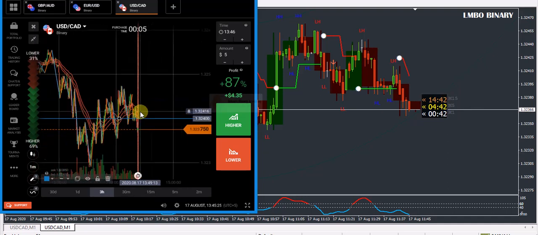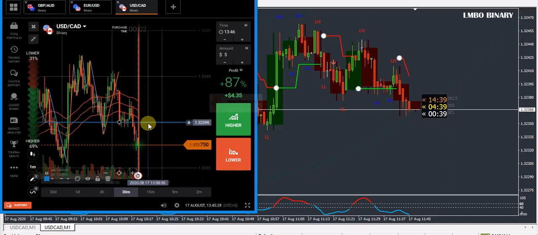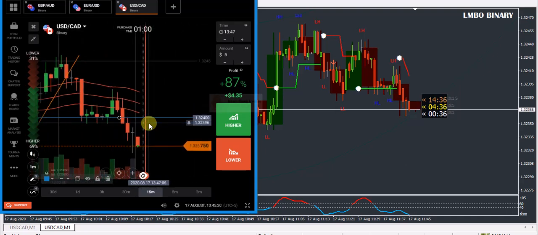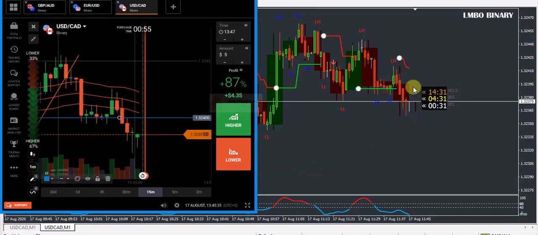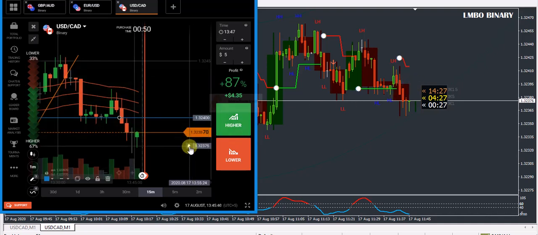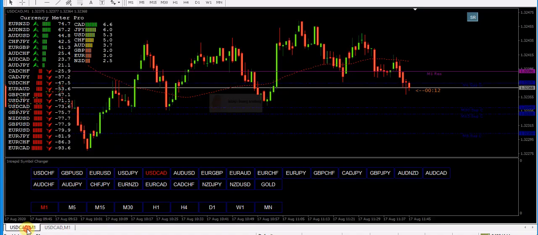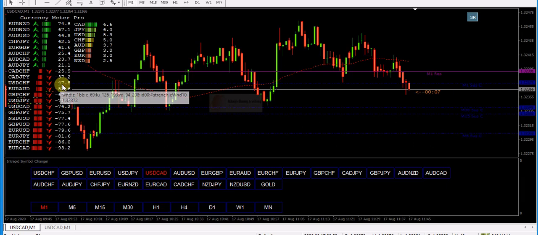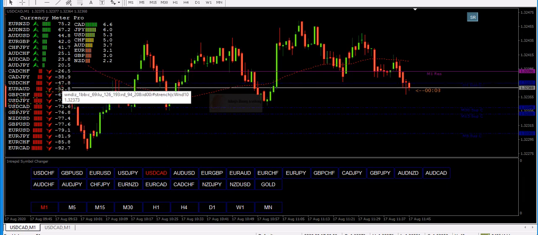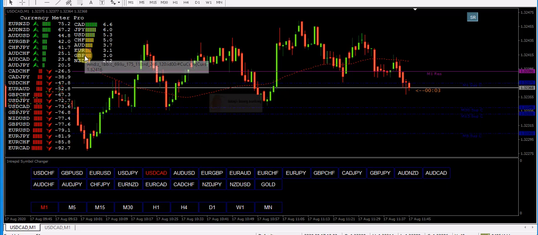But we must take a good entry. It's not that you take every trade at any time. You must wait for the good entry point. So when it comes back to this level and retests, then I will trade. That will be safe. So here we are waiting, but again the market is pushing down. Look at this, the market is pushing down, and here we see that USD CAD is showing that the trend is establishing in the downtrend, and the CAD is stronger than the USD.